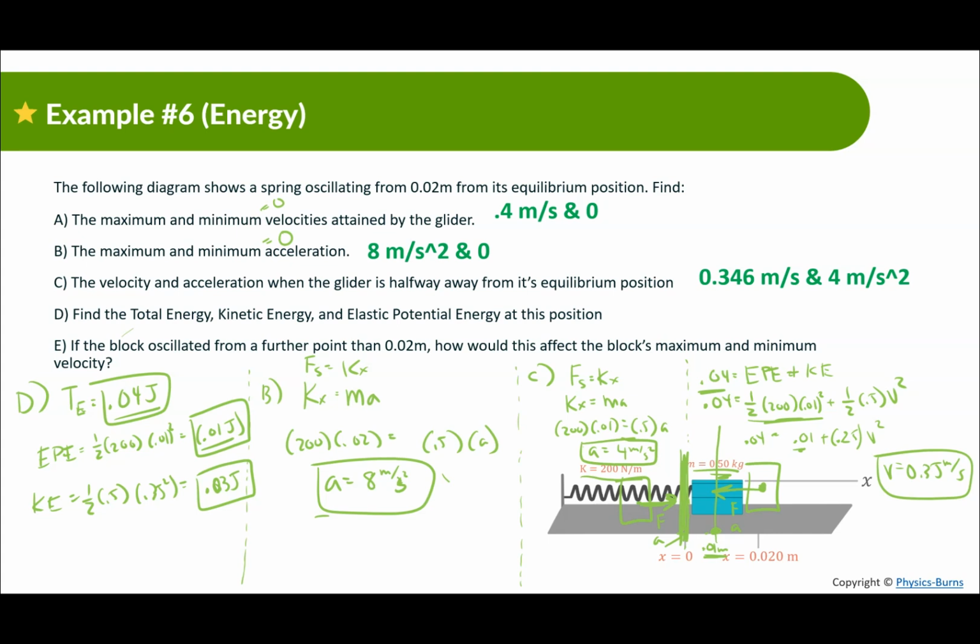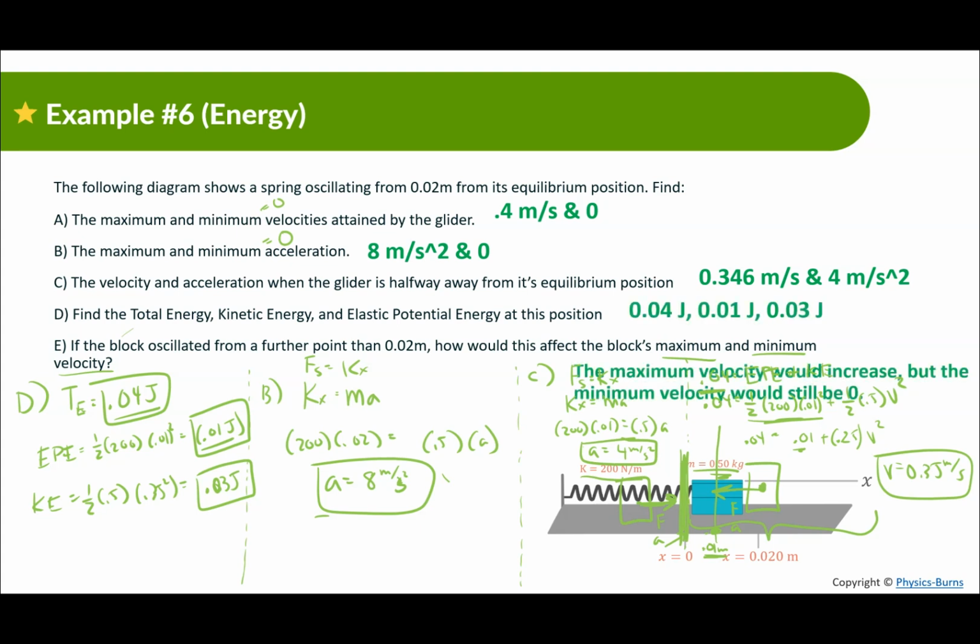Part E is if the block oscillated from a further point than 0.02 meters, how would this affect the block's maximum and minimum velocity? Okay, so let's say it oscillated not from here to here, but here to all the way over here, more than 0.02 meters. How would this affect the maximum and minimum velocity? The minimum velocity would be the same. It'd be 0. But the maximum velocity, since it has more energy now going back and forth, it'll be a lot faster in the middle. Okay? The maximum velocity would increase, but the minimum velocity would be 0.